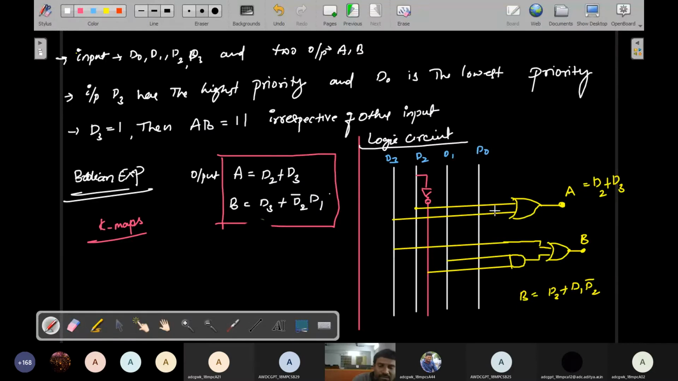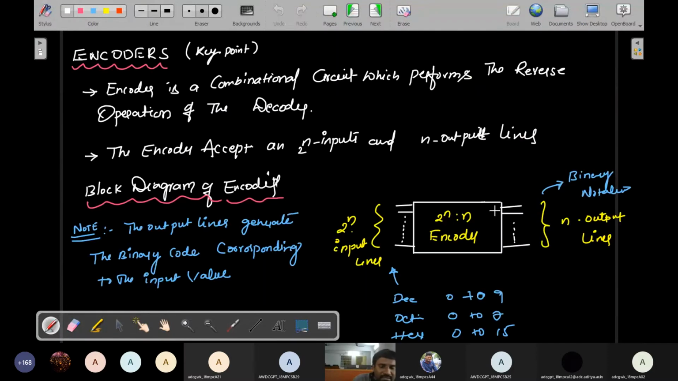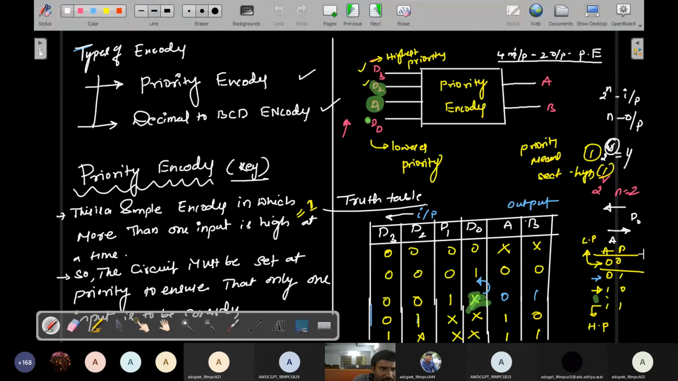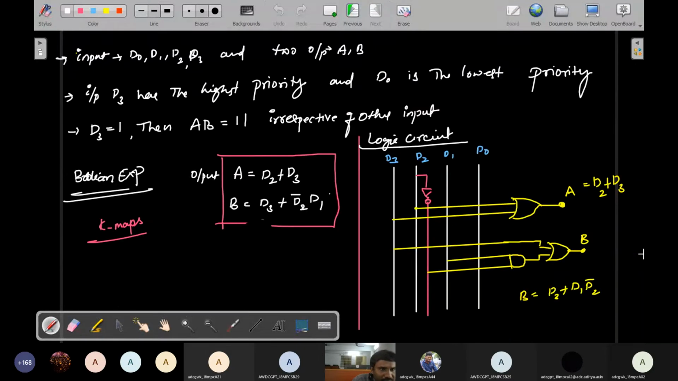Actually, this is just the topic. We started encoders yesterday, so today the encoders will be completed in today's class. This is the second part of the encoder, and the first part was completed in yesterday's class. The priority encoder was the first part, and the second encoder is today. So the screen was not open.